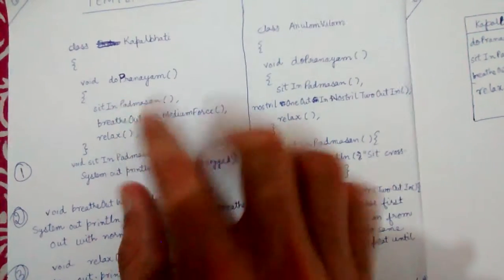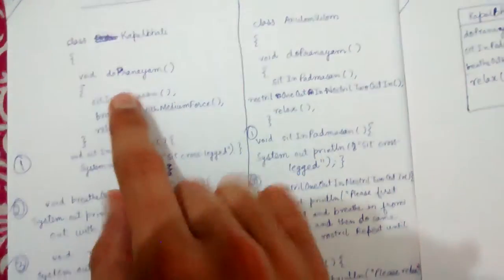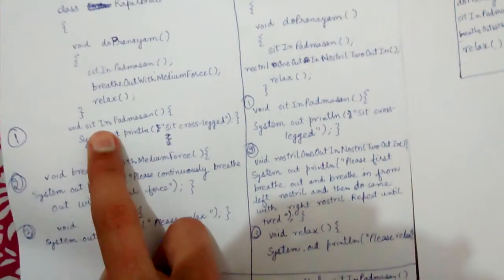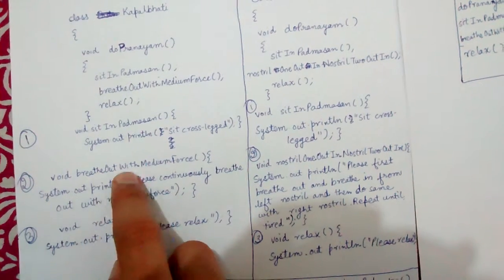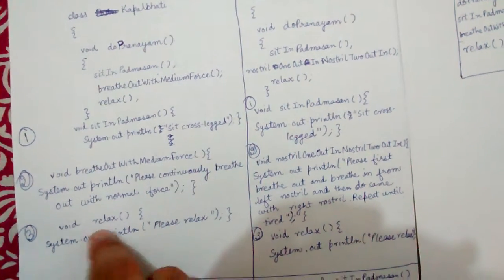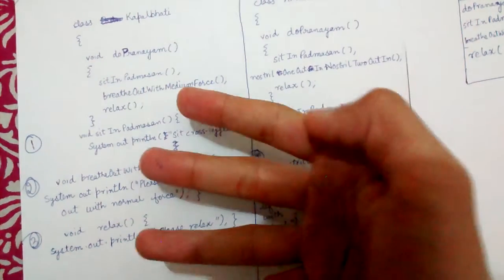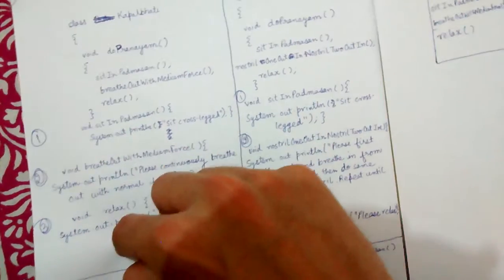So this Kapalbhati class is having a method called do pranayam, a method called sit in Padmasana, breathe out with medium force, and a method relax. So this do pranayam method is calling these three methods one by one. So these are the three steps 1, 2 and 3 of this do pranayam method.